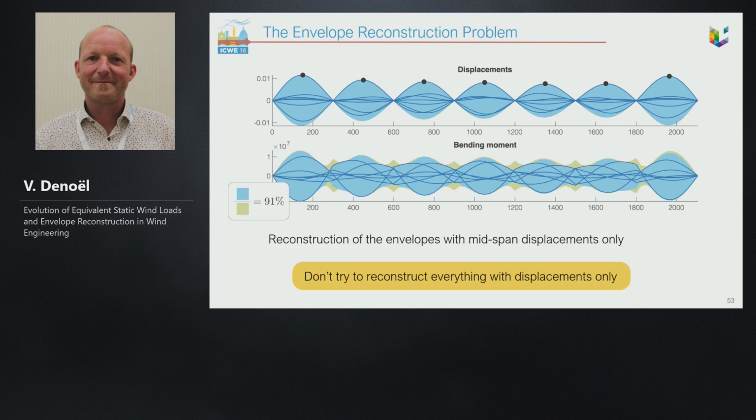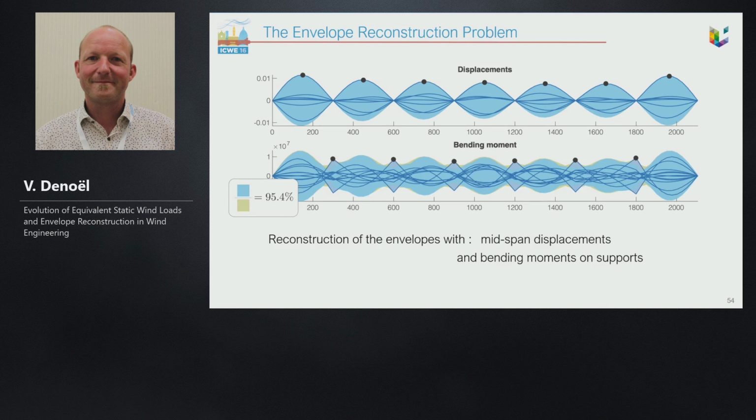But the message clearly is that don't try to reconstruct everything with displacements only, because you could fail in reproducing the maximum internal forces. By the way, I just anticipate that the reconstruction metric that I use, so the ratio of these two surfaces, is just an indicator in this talk to show you how we do a good job. But in real-life application, it could depend also on the strength of the structure. So if the strength, for instance, that had been designed over there is super large, basically you don't really care if the equivalent static wind loads are a bit lower. All right. So the strength of the structure, of course, should also be, in principle, involved into the reasoning.